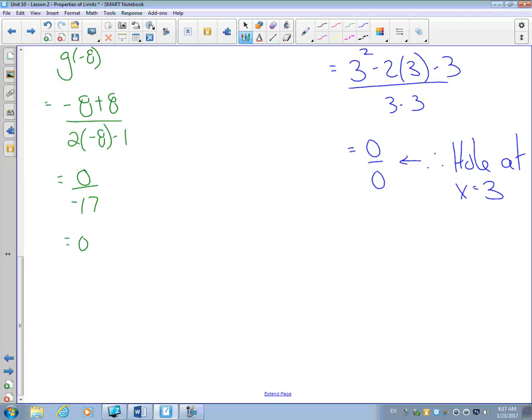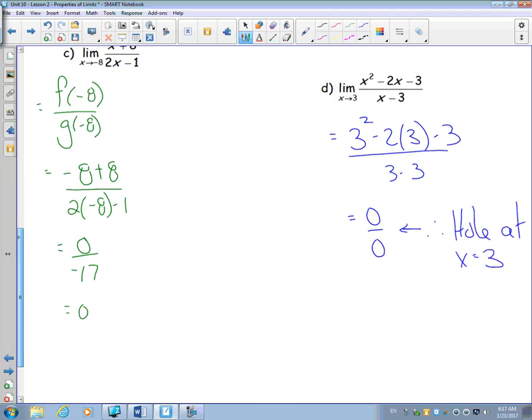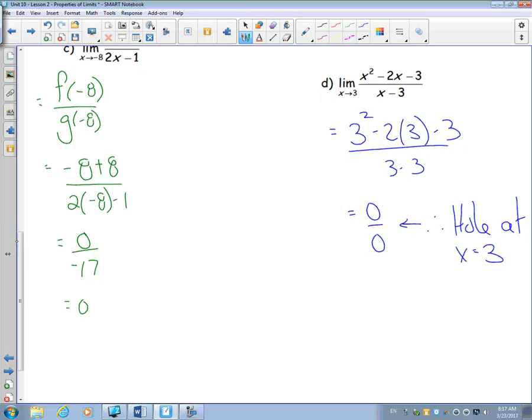Now the question was find the limits. Limits still exist for holes. So as soon as I recognize that it's a hole, I still have to figure out the limit. I don't do it for vertical asymptotes, but for holes I do. To do it for a hole, we're going to have to go back and fix the function. Our function, f at x, is x squared minus 2x minus 3 over x minus 3. This function can be simplified.